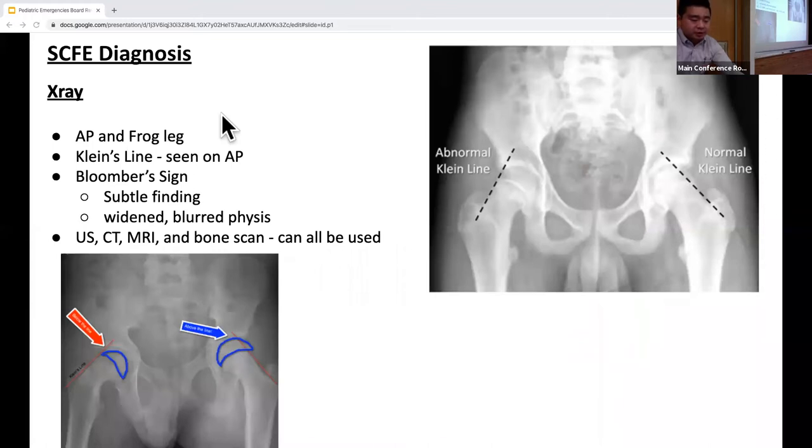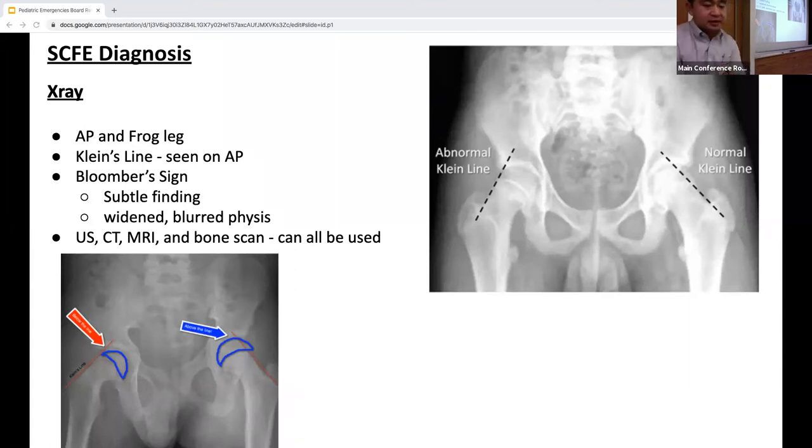So you also diagnose this with X-ray, kind of like Legg-Calvé-Perthes. The thing you want to look for is a Klein sign. So this is the thing on the right side. A normal Klein sign is, you're going to make a line from the top of the femur through the femoral head, and the normal Klein sign should go through the femoral head, as on the left in this patient. On the abnormal Klein sign, if it's slipping, the Klein sign's not going to go through the femoral head. So that's an abnormal Klein sign, and that's evidence of SCFE.